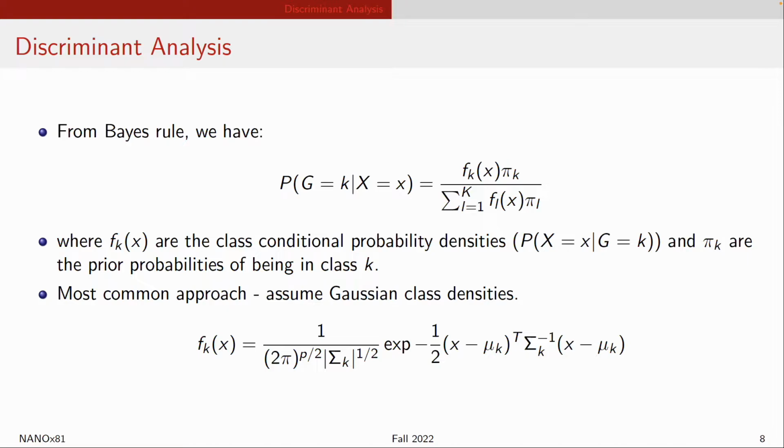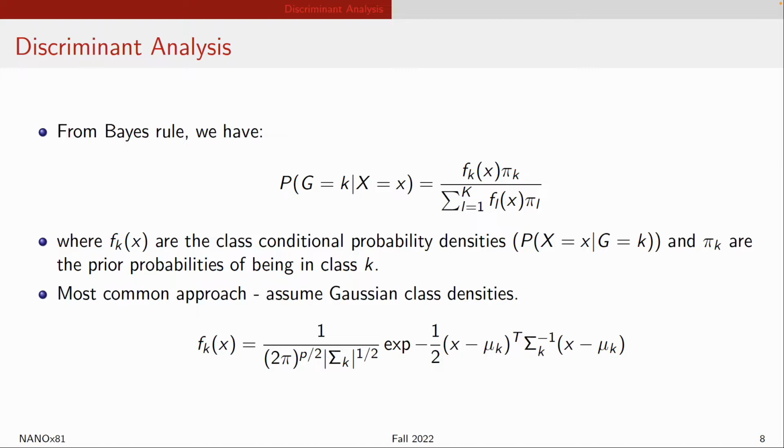Now, discriminant analysis is based on Bayes' rule. So again, this is why a prerequisite for this course is that you must have taken probability and statistics before. Okay, you need to know what Bayes' rule is, right? So from Bayes' rule, we know that the posterior probability that something is in class K given your observation X is equal to the product of your distribution of X multiplied by the prior probability of being in class K, divided by the summation of that product for every single class.